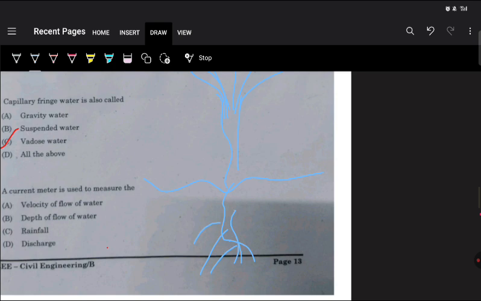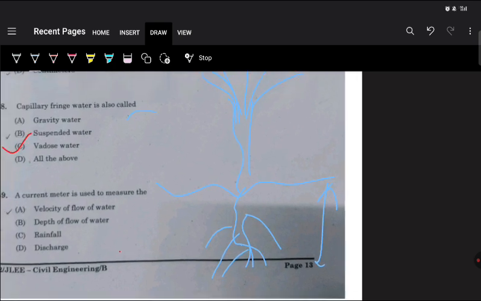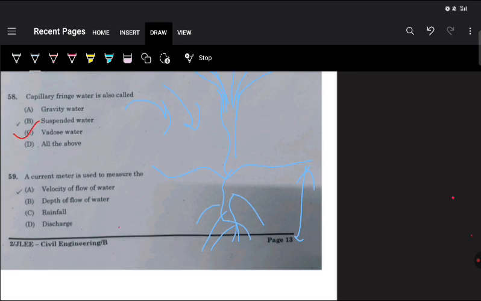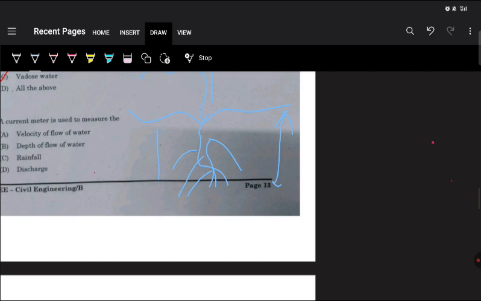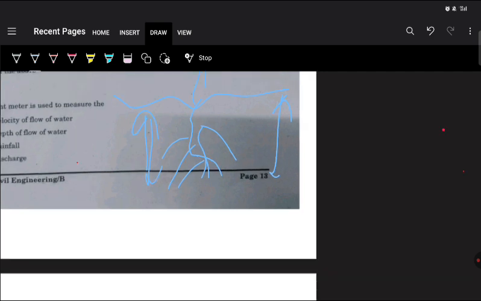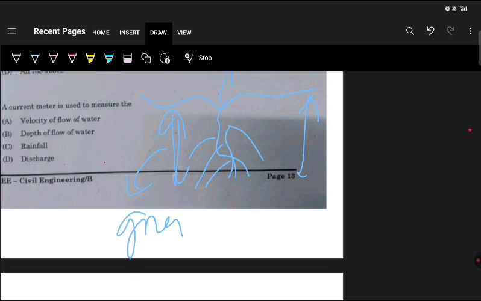This is the root zone. When you irrigate a crop, a small amount of water passes beyond the root zone. When the water percolates to a greater depth, it is called gravity water. This water is not available for the plant. It percolates under gravity and goes beyond the root zone depth. That is our gravity water.